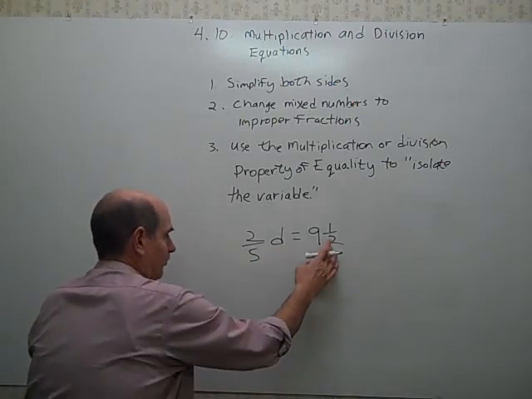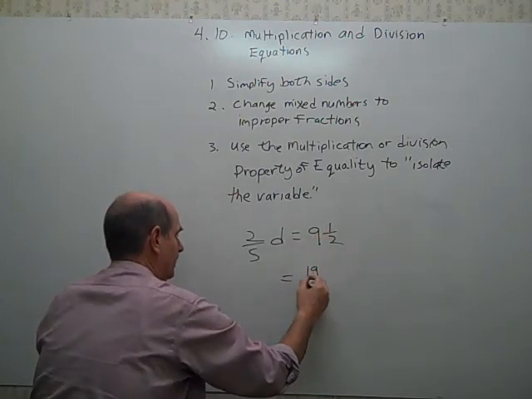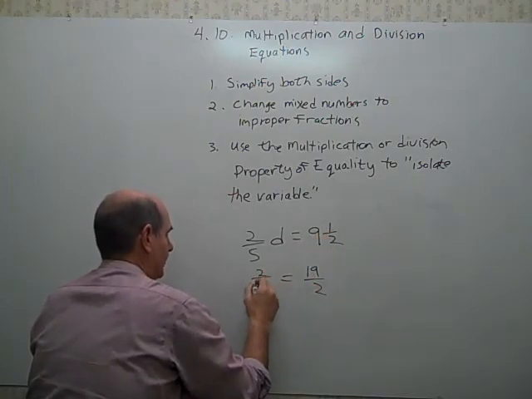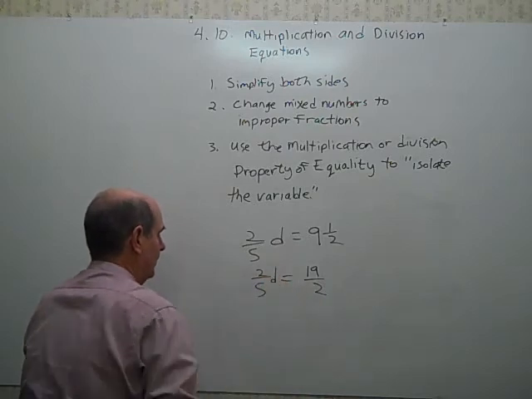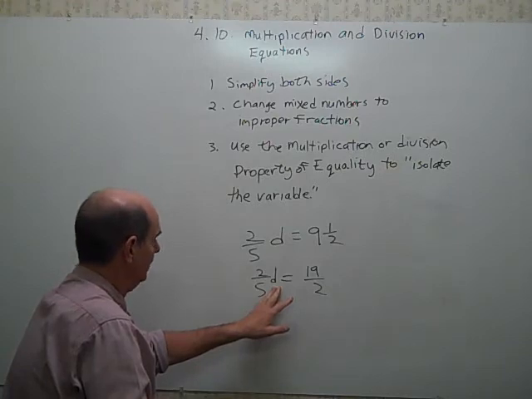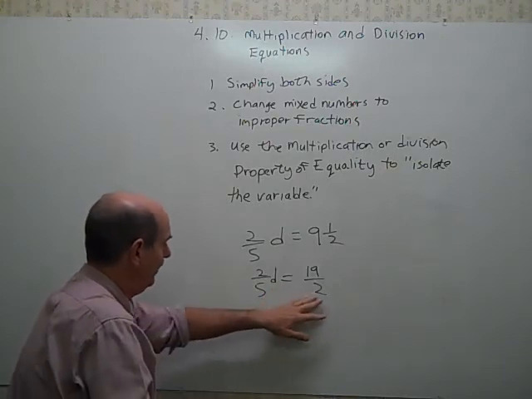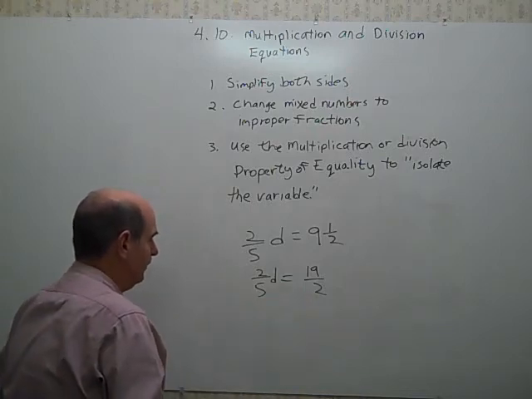So I'm going to change this to an improper fraction. 2 times 9 is 18 plus 1 is 19. And keep everything here the same. Now I'm multiplying by 2/5 d, so I can divide both sides by 2/5. I can divide by the same number that I'm multiplying by. But I want to go with a different strategy on this one.